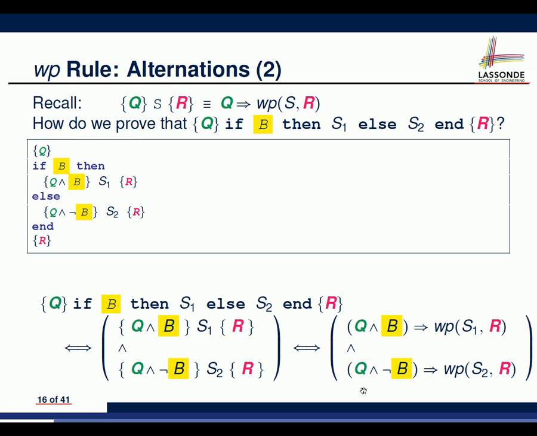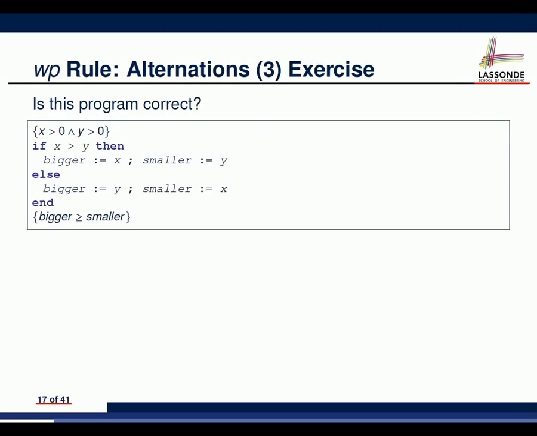All right, let's do one proof quickly. How about, is this program correct or not? We start with some precondition here: x and y are strictly positive. The postcondition is that the bigger is larger than or equal to the smaller, and bigger and smaller are two variables. If x is larger than y, then we assign bigger to be x and smaller to be y. Otherwise, bigger to be y and smaller to be x. It looks dumb, but let's try.